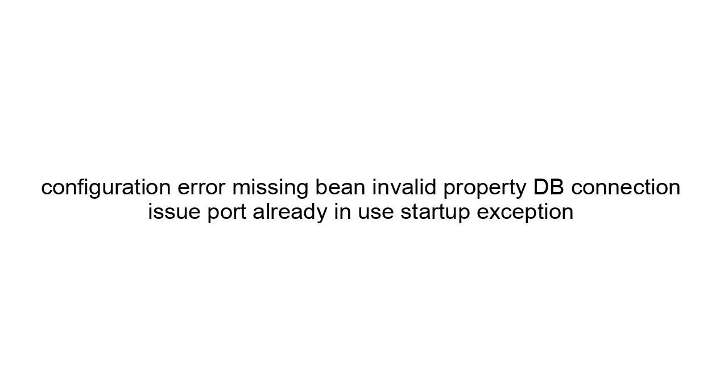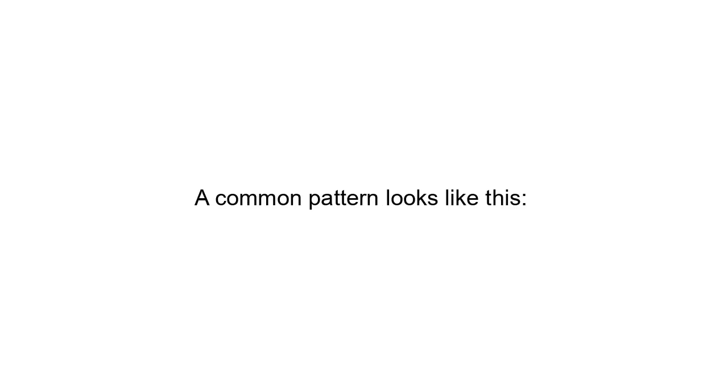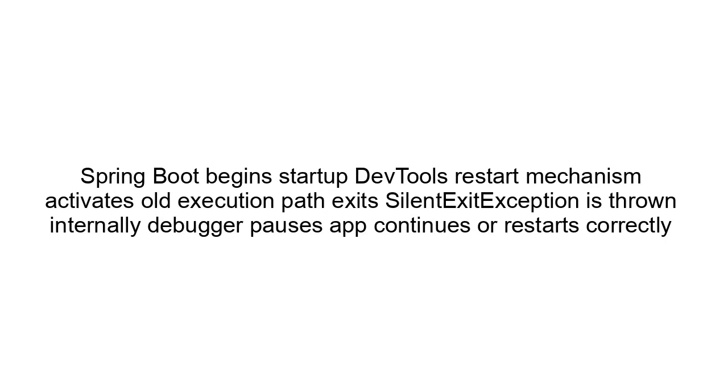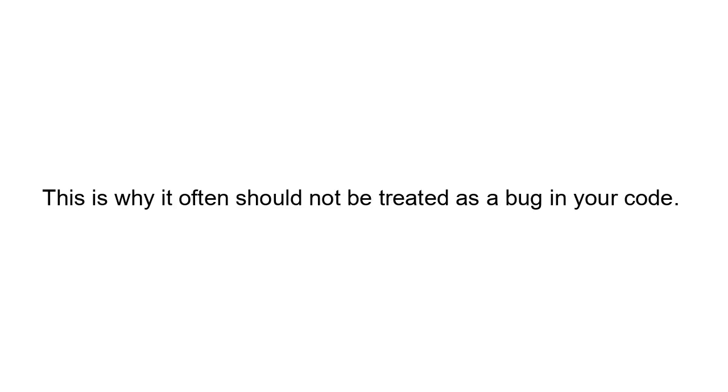The actual issue may be a configuration error, a missing bean, an invalid property, a DB connection issue, a port already in use, or a startup exception. So always inspect the full application logs. A common pattern looks like this: Spring Boot begins startup, the DevTools restart mechanism activates, the old execution path exits, and SilentExitException is thrown internally. The debugger pauses, and the app continues or restarts correctly. This is an internal control flow exception used as part of the restart lifecycle, which is why it often should not be treated as a bug in your code.